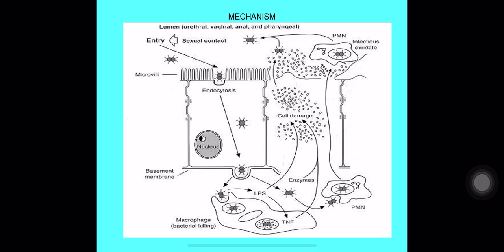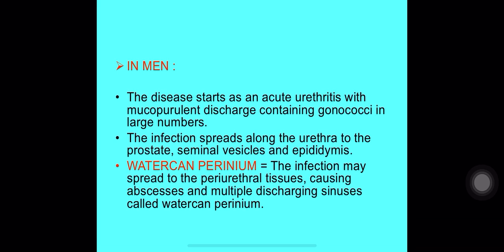It will attach to the surface of the cells, then go inside, producing enzymes and causing cell damage and producing infectious exudate, leading to lesions in the lumen: urethral, vaginal, anal and pharyngeal. In men, the disease starts as acute urethritis with mucopurulent discharge containing gonococci in large numbers. The infection spreads along the urethra to the prostate, seminal vesicles, and epididymis.